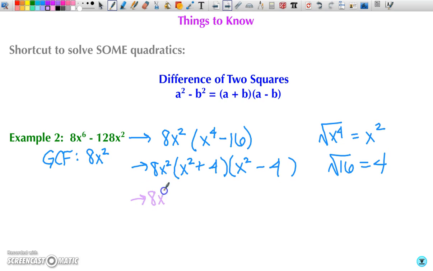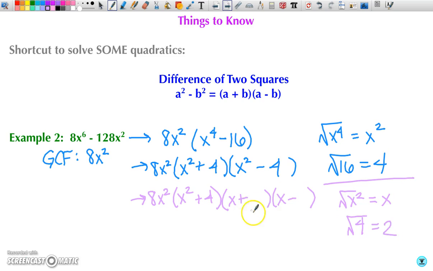So I can leave 8x squared. I can leave x squared plus 4. But now I need to work with this one here. So I'm going to do the square root of x squared, which is x, and I'm filling in that template again. So x there and there, plus and minus, and the square root of 4 is 2. So 2 here and 2 there. And this would be your fully factored form of this original problem.